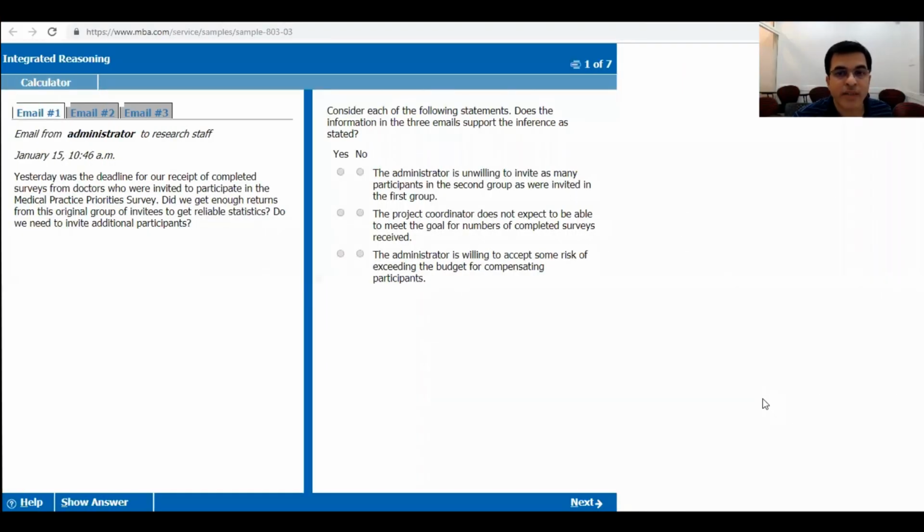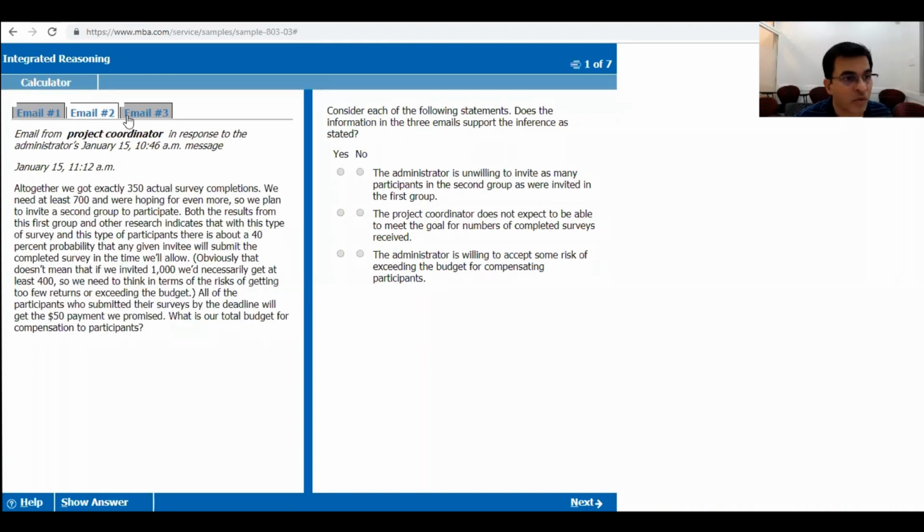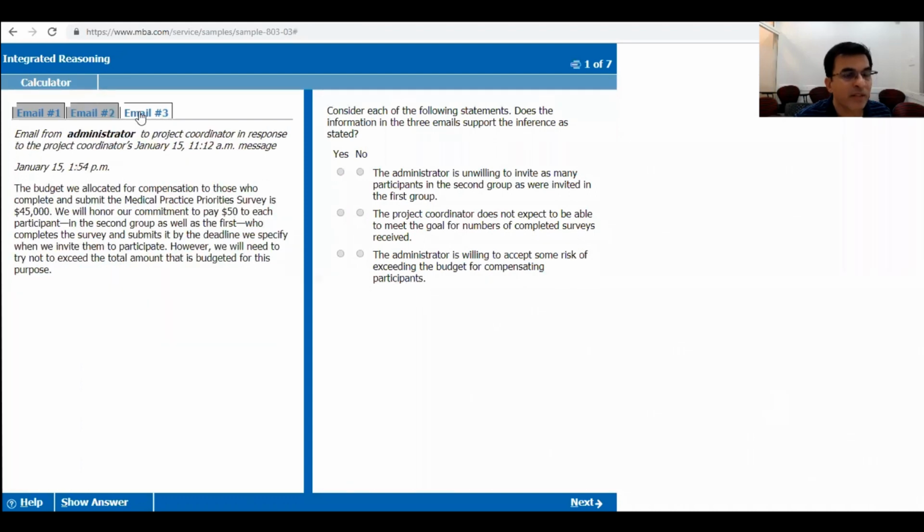Okay, and now we have to take a look at the last question type in IR, which is called multi-source reasoning. Multi-source, they use this word because we are seeing three sources. Email 1 is one source, email 2 is another source, email 3 is yet another source. Out here it's only emails, therefore it's only text. On some other questions it could even be graphs or tables.